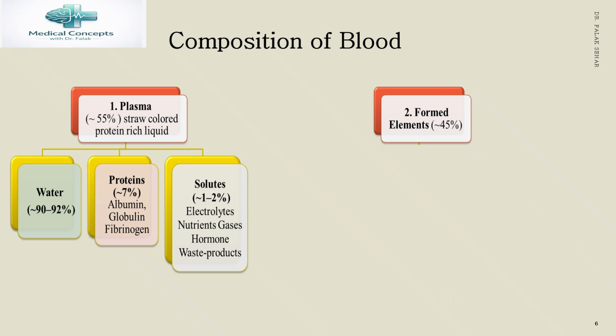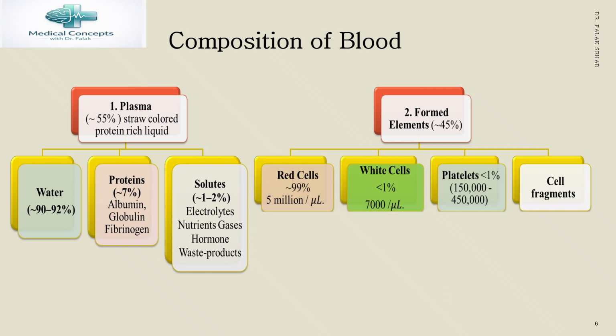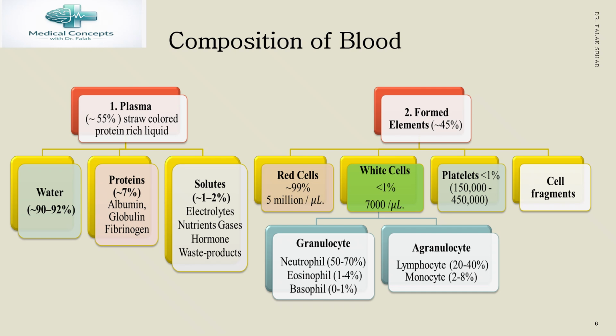Then come the formed elements. Formed elements include red blood cells, white blood cells, platelets, and certain cell fragments, while white blood cells can be further divided into the granulocytes and the agranulocytes. This whole classification is very important because it will give you a big picture and idea about the composition of the blood.